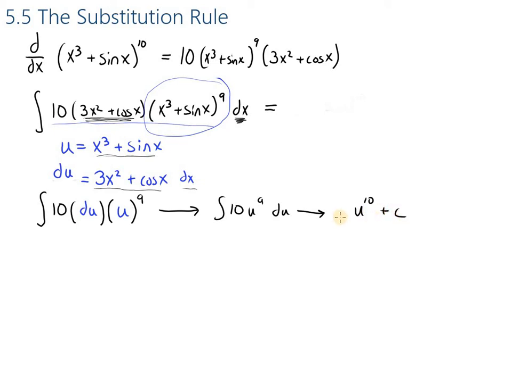plus c. And last step is to remind yourself that this problem, when we started it, was not a problem about u. It's never really about u, is it? Really, it's a problem about x. So make that final substitution and say u is really just a nickname for x cubed plus sine of x. So there's my u coming down there. So u to the 10th plus c.